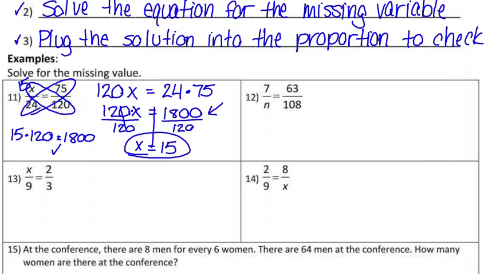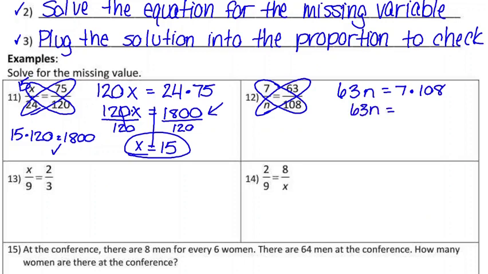All right, let's do the next one. I'm going to always start with the variable. So 63 times n, or just 63n, is equal to the opposite side, which is 7 times 108. This side says 63 times n because I can't do anything. 7 times 108 is 756.